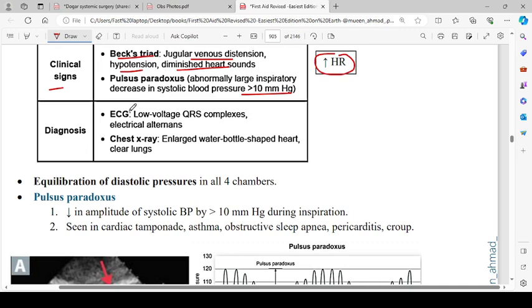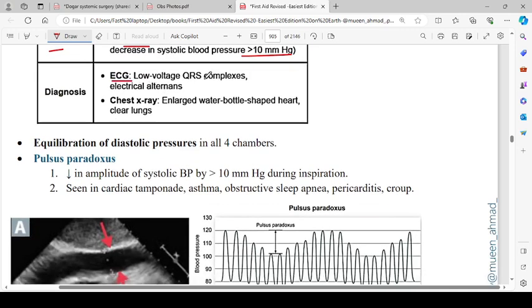So normally when we inspire, there is a decrease in the blood pressure because when we are inspiring, the thorax is expanding and the return of the blood to the left side of the heart is decreased, and that can decrease the blood pressure to a certain extent, but not more than 10 millimeters of mercury. If it is going more than 10 millimeters of mercury, then it is pulsus paradoxus.